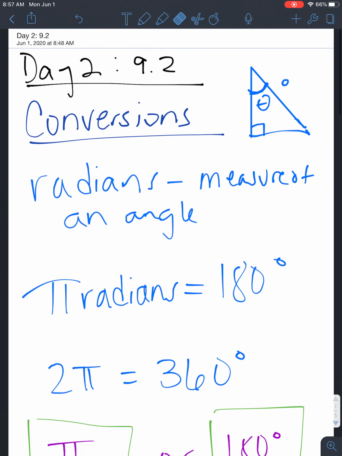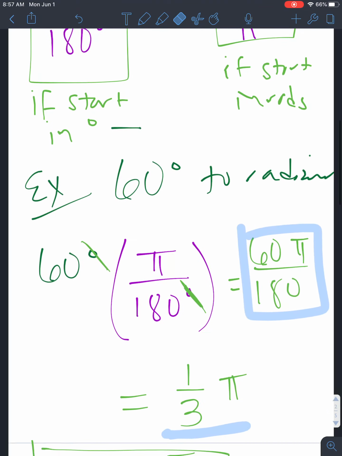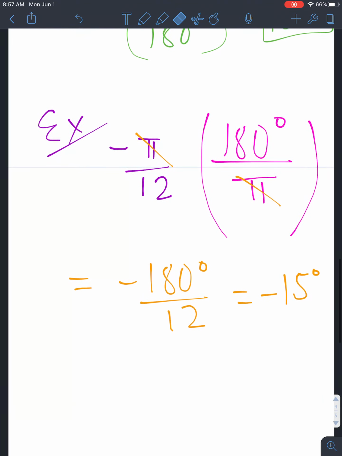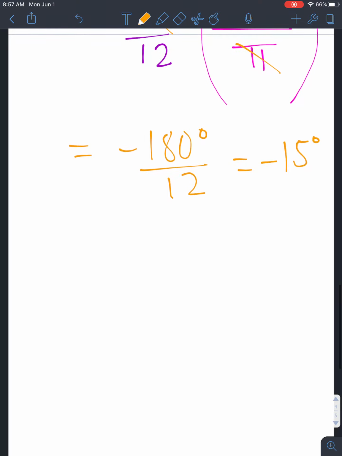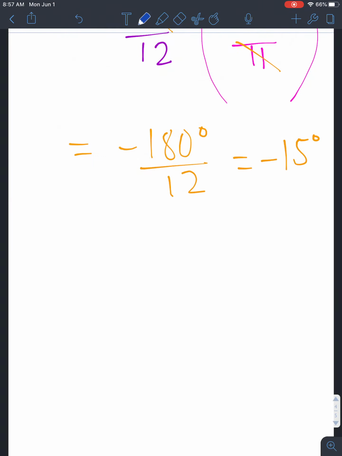All right, so 9.2 starts with conversions, and we learn how to convert radians to degrees and vice versa. Then we're left with two formulas. The two formulas we're left with are called arc length.